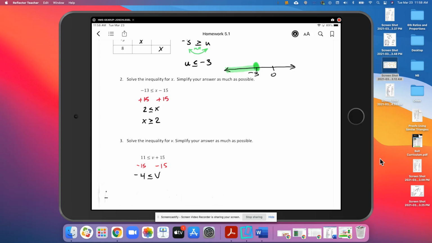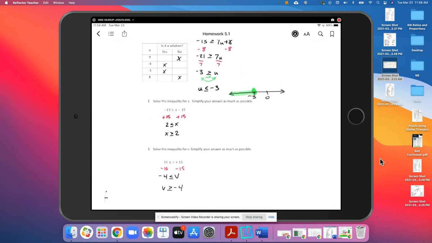That looks better. For me personally, folks, I would choose to flip the darn thing over because I prefer to have the variable on the left side. And if you choose to do that, remember that the sign also has to flip over in that instance. That's going to be it for number 1, 2, and 3.